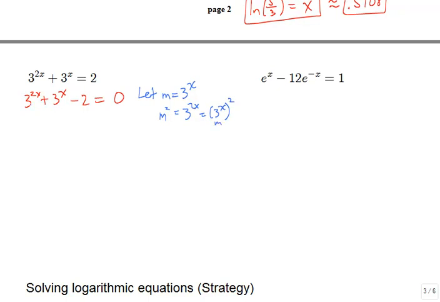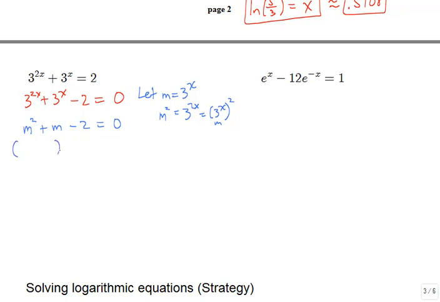So in other words, this equation that I have right here could be rewritten as m squared plus m minus 2. This is called doing a change of variable. You don't have to do that, but if you do that, it might help you see a little bit more clearly why this will factor.